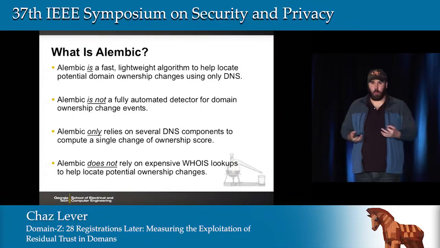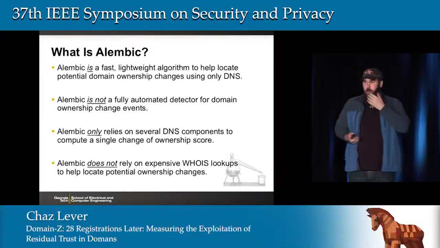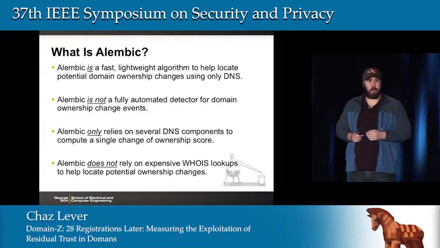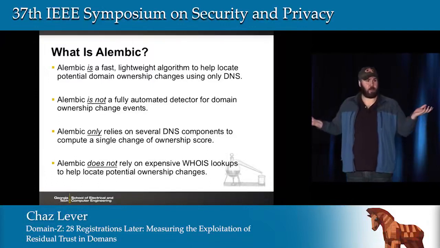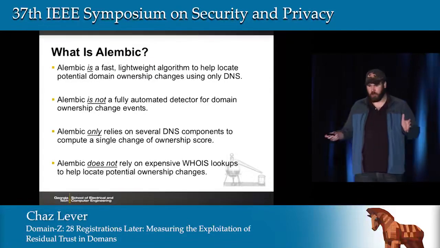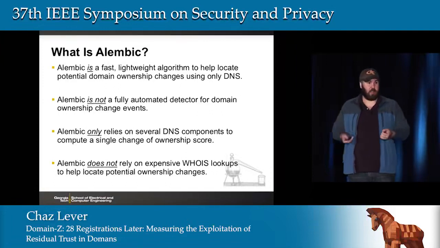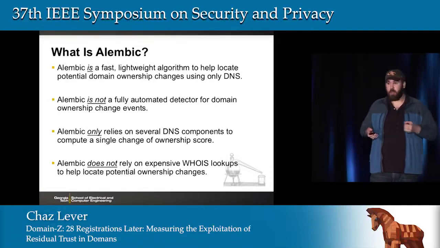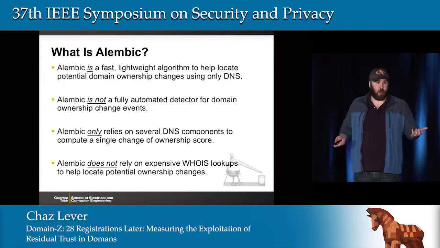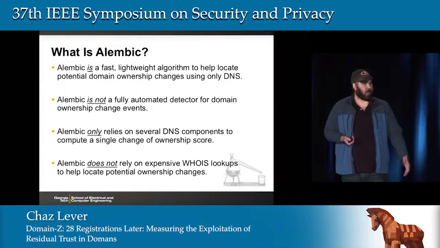So some of you might ask, well, why not WHOIS? Who's used WHOIS here? Who's tried to collect WHOIS at scale? Who hates your life because you tried to collect WHOIS at scale? Exactly, yeah. So WHOIS is an awful thing to try to collect at scale. Different registrars have different policies about how many queries you can collect at any given time. WHOIS can lie, and it can lie in unexpected ways. And once you've collected it, it can be challenging to parse. So we avoid all that with Alembic.